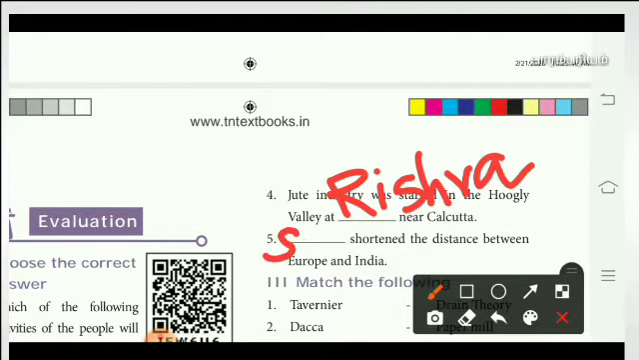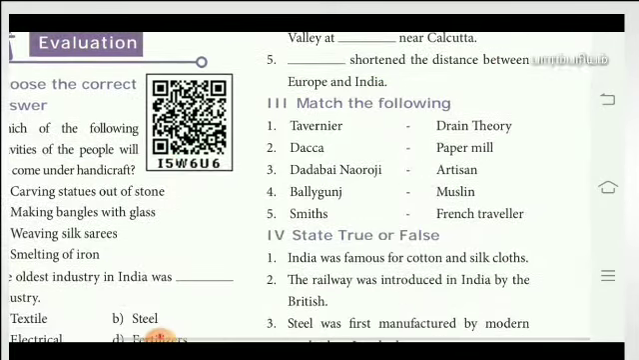Then the fifth one is, dash shortened the distance between Europe and India. The answer is Suez Canal. S-U-E-Z. Suez Canal. S-U-E-Z C-A-N-A-L is the answer.